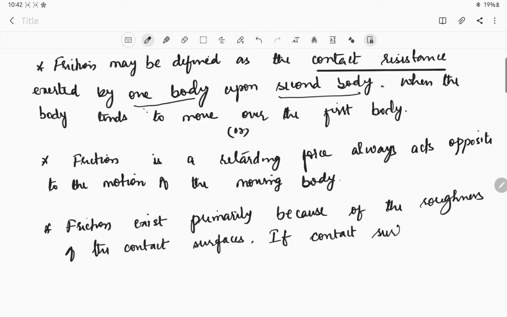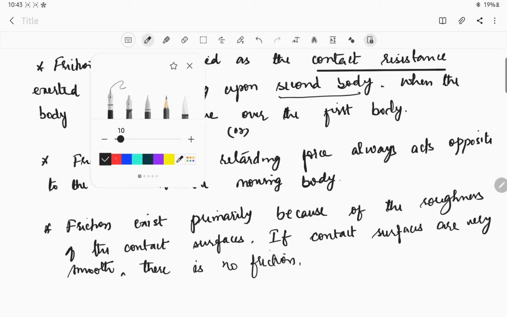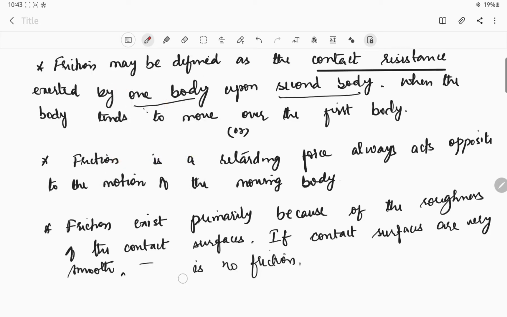If contact surfaces are very smooth, then what happens? There is no friction. So what is the meaning of this one? Then there is no friction. What is the meaning of that?